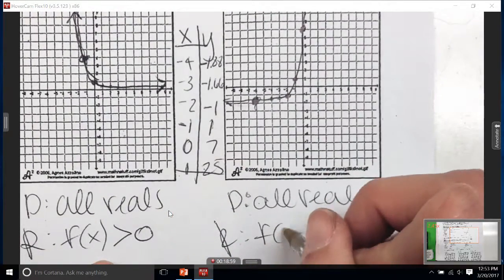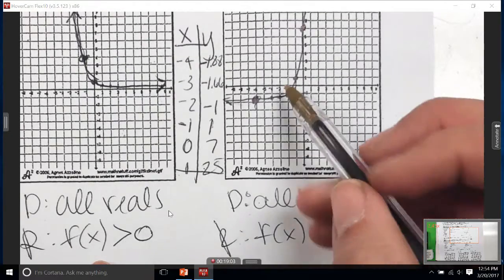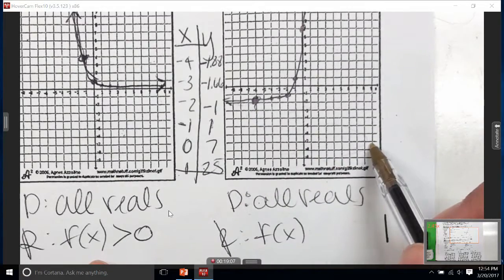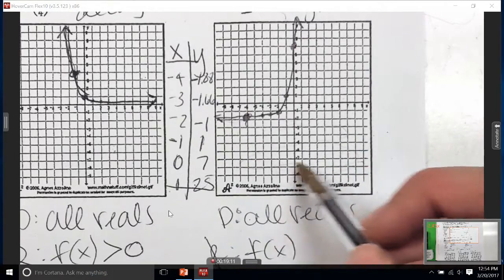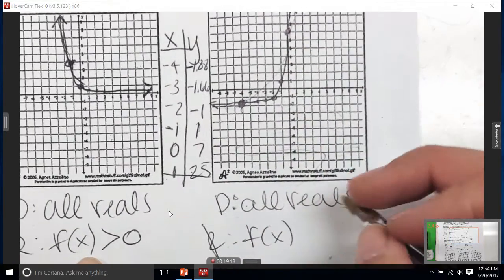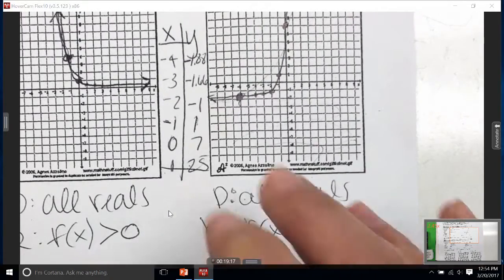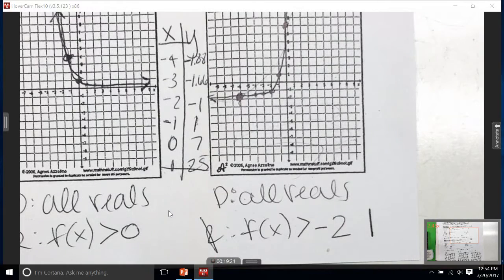So f of x, all of these values have to be what? Do you see any less than negative 2? Anybody? Anybody see any values less than negative 2? No, they're all greater. So this has to be what? Here you go.